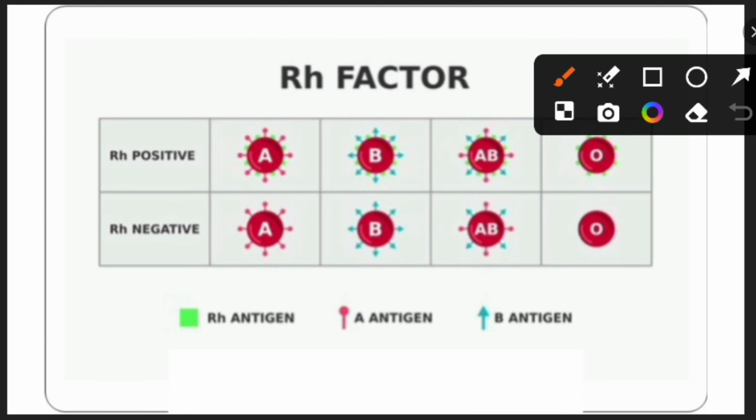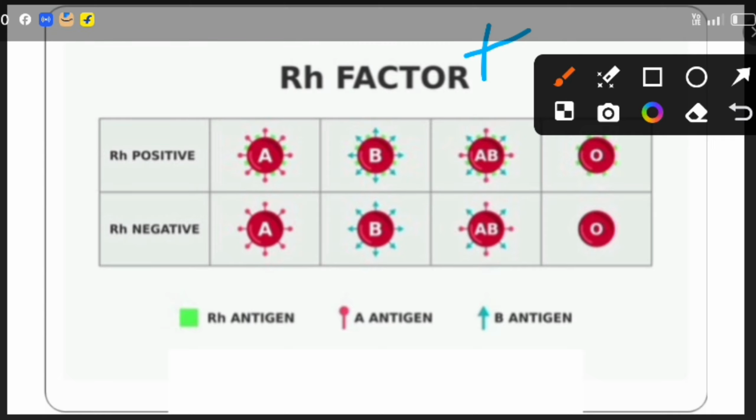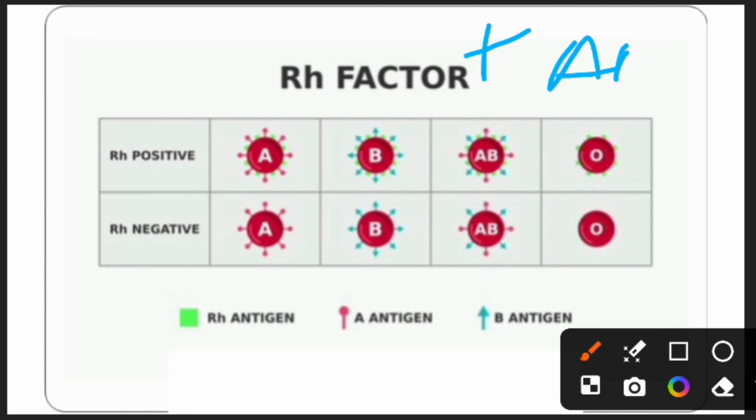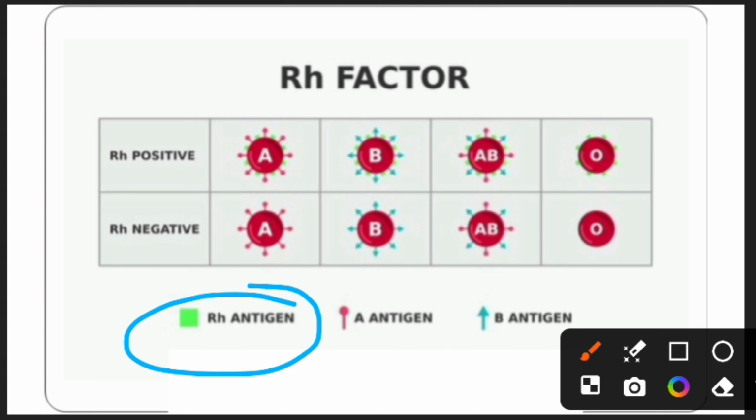In this chart, I tried to combine the Rh factor with the ABO blood group system. The green mark detects Rh antigen, red marks detect A antigen, and the blue marks detect B antigen. In Rh positive A blood group, Rh antigen and A antigen are present. In the B blood group, B antigen and Rh factor are present. In the AB blood group, A antigen, B antigen, and also Rh antigen are present. But in O Rh positive blood group, only Rh antigen is present.